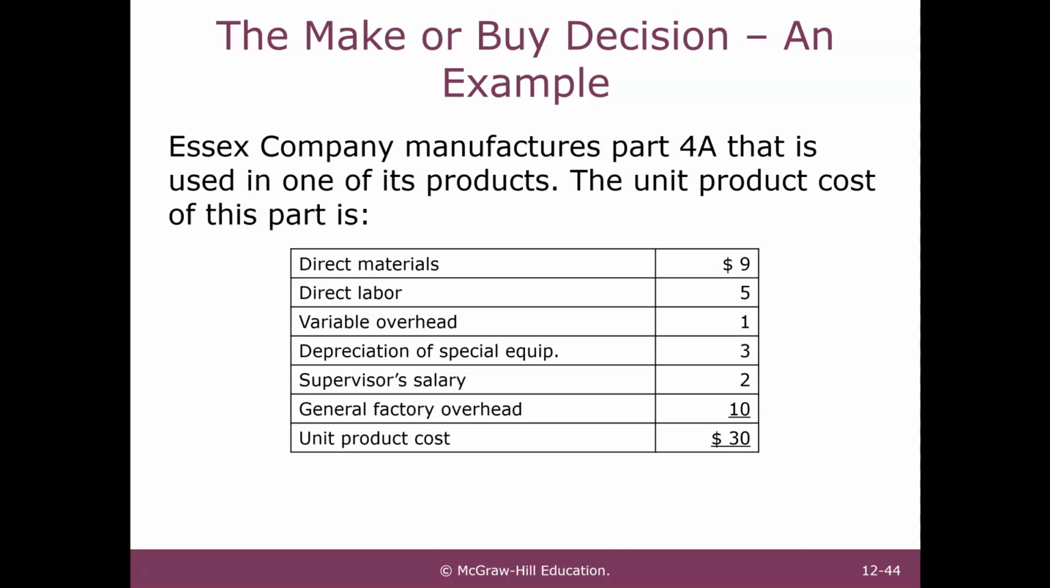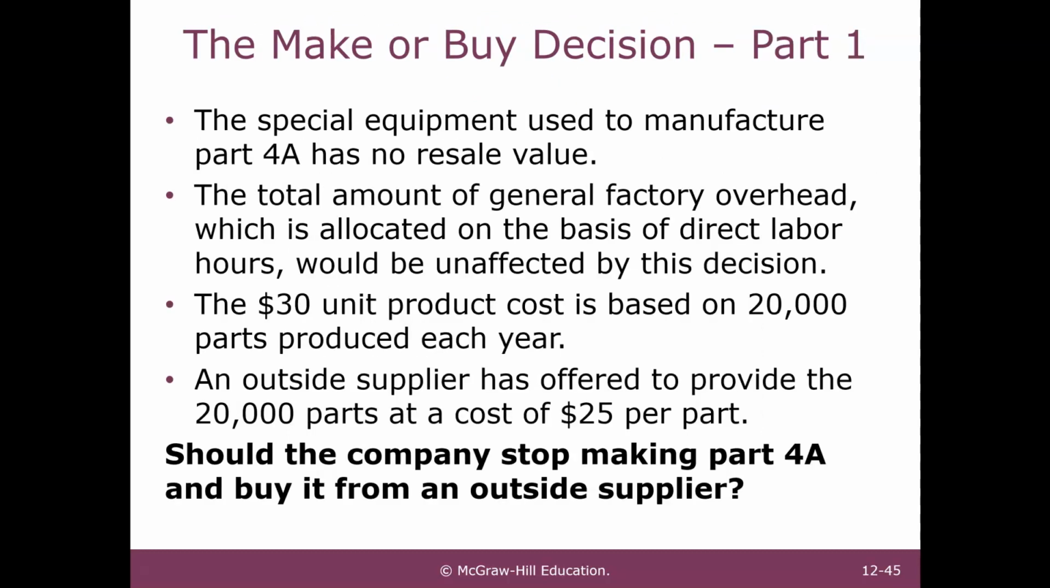Okay, in this example, the unit product cost of this part we're looking at is $30. So that is the product cost. The equipment has no resale value, and the total amount of general factory overhead is allocated based on hours, and that would be unaffected by this decision. The $30 unit product cost is based on 20,000 parts produced each year, and an outside supplier has offered to provide those 20,000 parts at a cost of $25 per part.